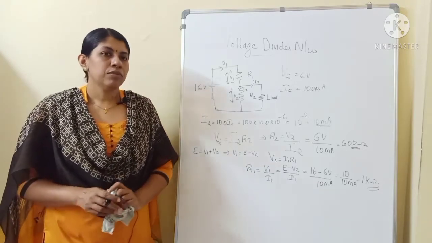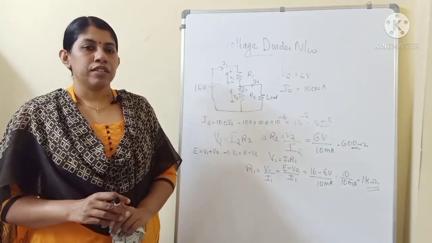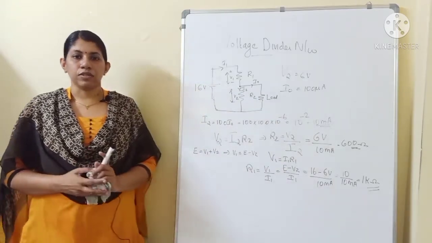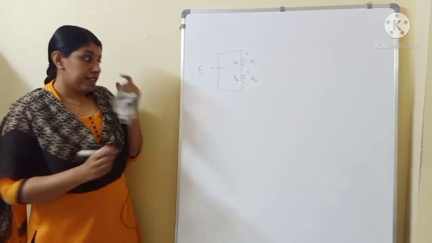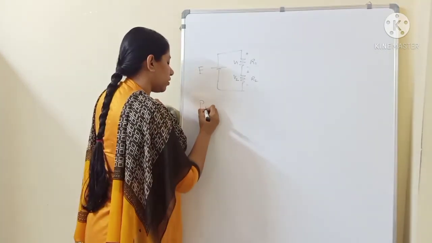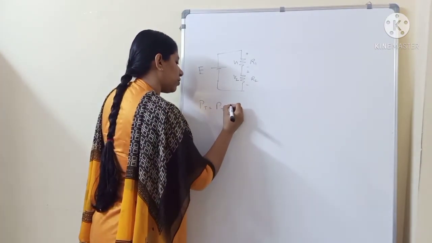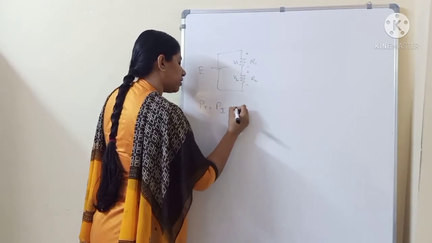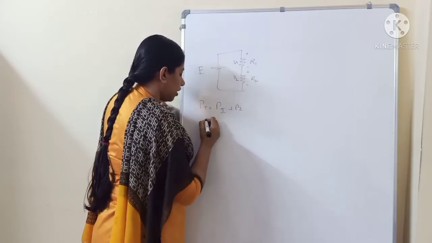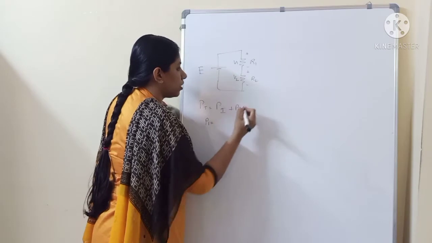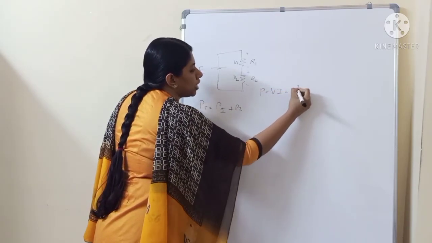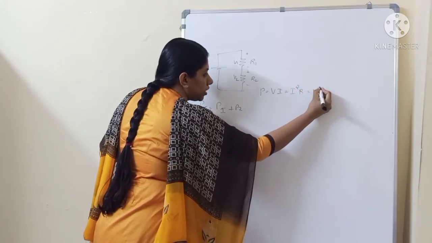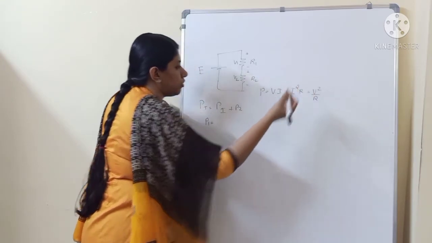Now one more concept is there, power in a series circuit. If you are asked to find the power in a series circuit, then the total power is equal to the sum of the individual powers, P1 plus P2. Do you know the power equation? It will be VI, or I squared R, or V squared by R. You can choose any of the equations.